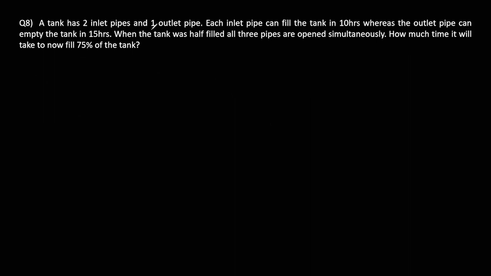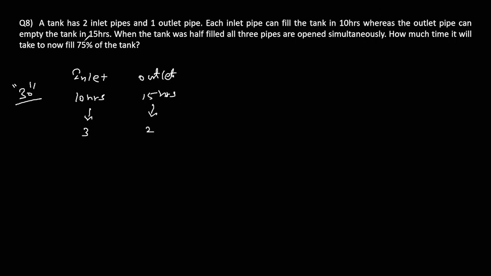A tank has 2 inlet pipes and 1 outlet pipe. Each inlet pipe can fill the tank in 10 hours, and the outlet pipe can empty the tank in 15 hours. Correct? So let me take 30 as the total unit of work. And if I take 30 as the total unit of work, the inlet pipe will be able to do 3 units per hour and the outlet pipe will be able to remove 2 units per hour. Right?